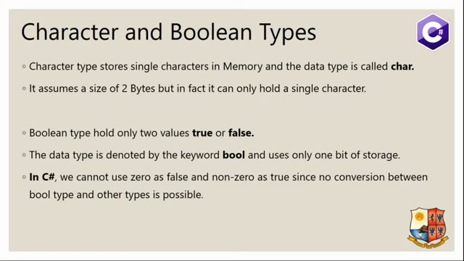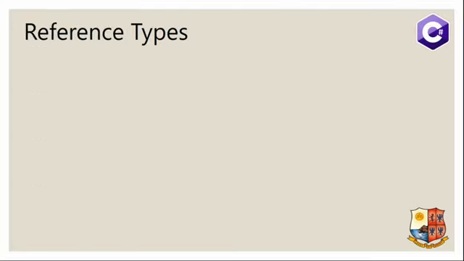But in C#, we cannot use 0 as false and non-zero as true, since no conversion from Boolean to other types is possible. Please remember that. You cannot use it like how we do in other languages. It does not allow 0 as false and non-zero as true, which means you have to exactly use the word true or false.